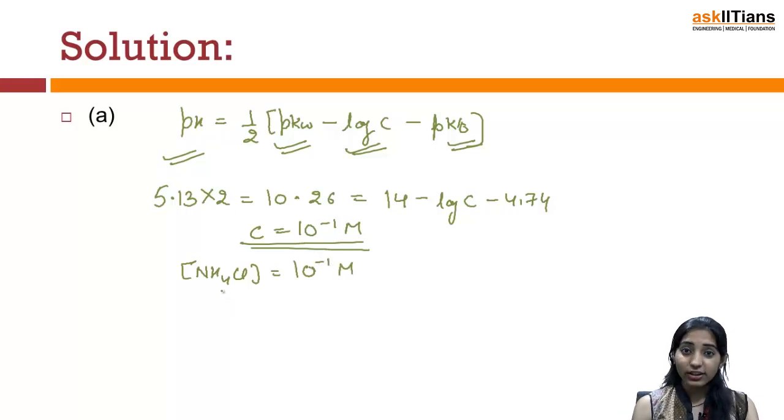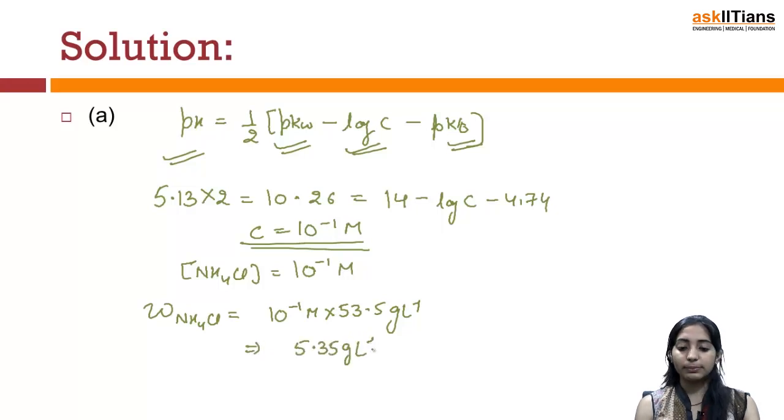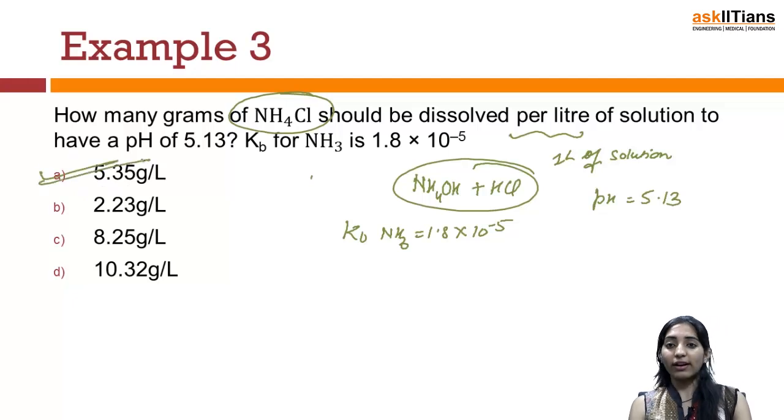Now if this is the concentration of NH4Cl that is to be taken, I can very easily find out the weight of NH4Cl that is to be taken: 10 to the power minus 1 molar into 53.5 grams per liter. So this is the molar weight of NH4Cl which we are going to take here, and on solving this the answer we get is 5.35 grams per liter. Let's see if this is any option which is given to us. So this is the first option that has been given to us as 5.35 grams per liter.